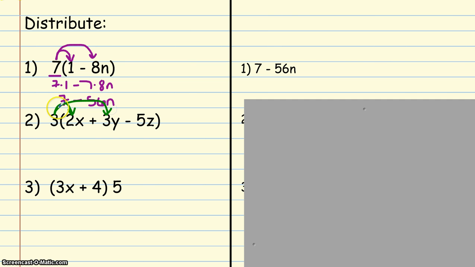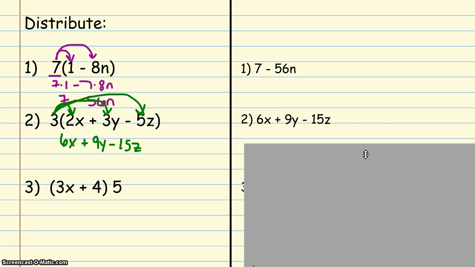So we're going to go 3 times 2x, 3 times 3y, and 3 times negative 5z. Well, 3 times 2x, 3 times 2 is 6, and we just bring along the x. 3 times 3y, 3 times 3 is 9, so we get 9y. 3 times negative 5z is a negative, or minus 15z. All of these are different variables, so we cannot combine our like terms, so that is our final simplification. 6x plus 9y minus 15z.